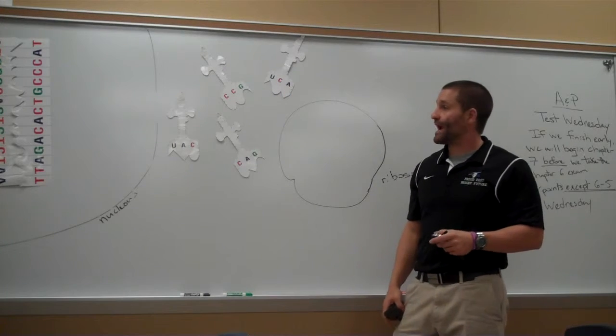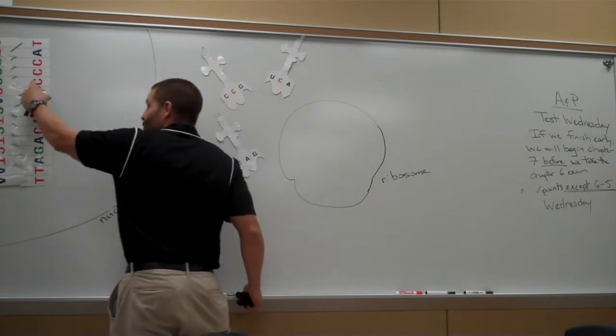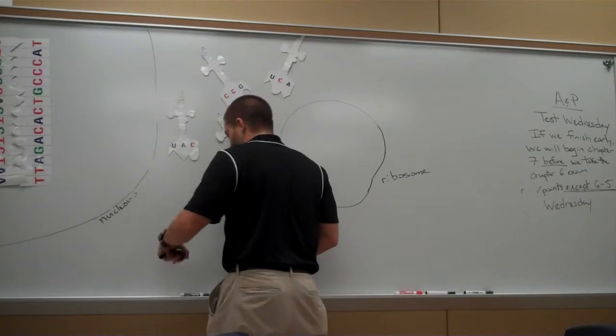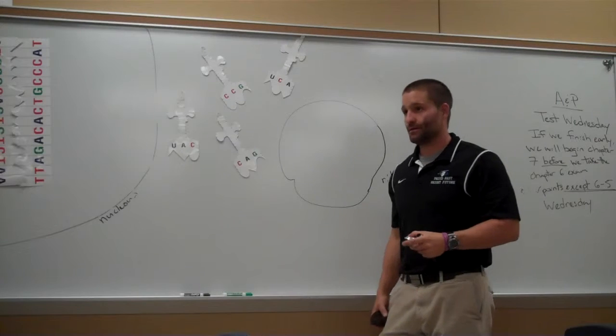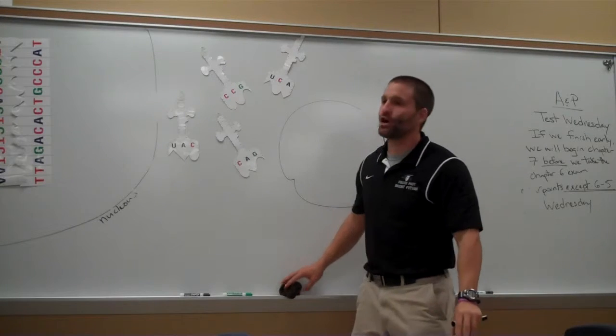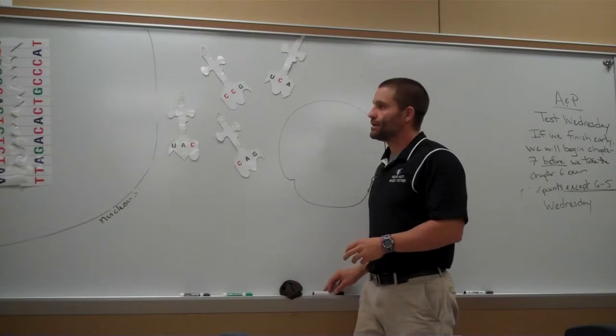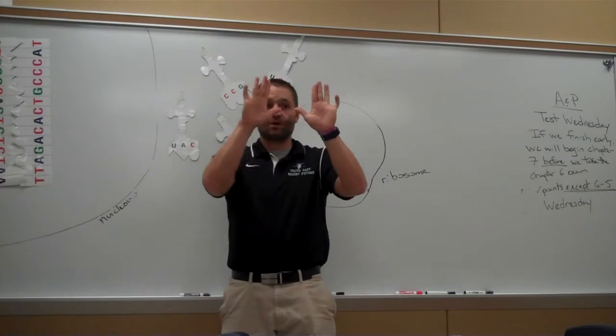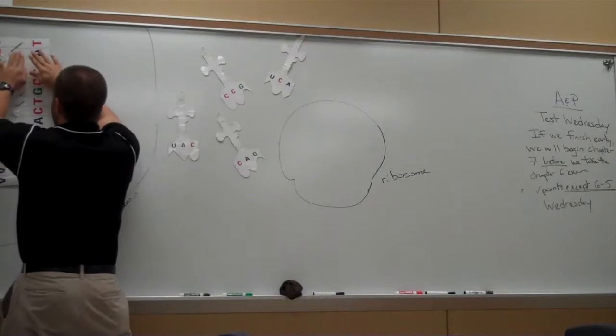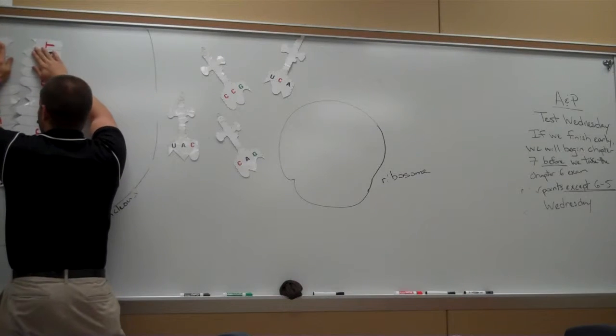So why does it occur? We have to get this information, because this is too big to leave the nucleus. This little line here represents the nucleus, and it's too big to leave there. So we have to make a copy of that. We have this enzyme called RNA polymerase. So what's going to happen? RNA polymerase, which I'm going to represent with my hands here, is going to come in and unzip the DNA.